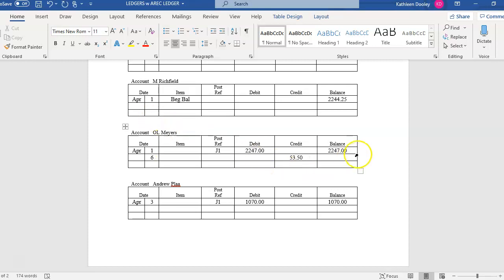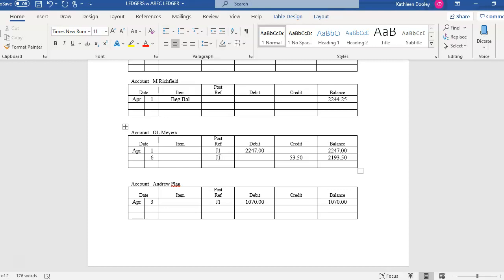This $22.47 is a debit balance. Okay, and now I have a credit. Debit and credit is subtract. So I need to take the $22.47 and subtract the $53.50, and that is $21.93 and 50 cents. Okay, that is my new running total balance that O.L. Myers owes me.